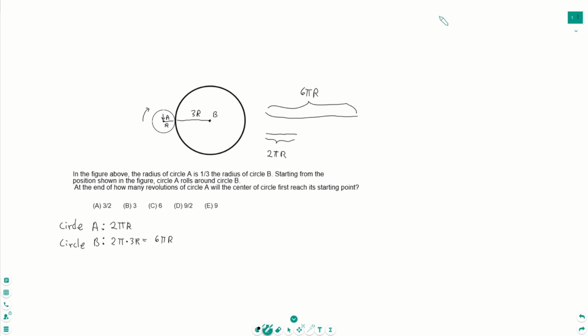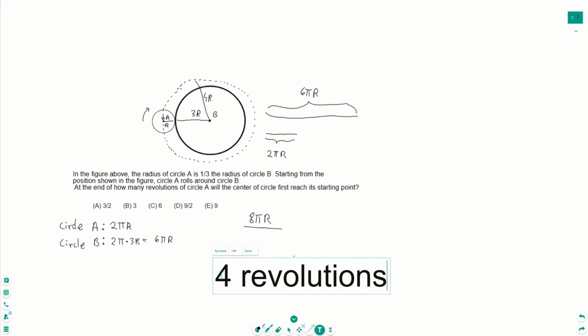So in this case, the radius of the path that we must consider is 4r, because it's 3r from circle B and r from circle A. And then the circumference of this bigger circle, the biggest circle that we have here, is 8 pi r, and that gives us 4 total revolutions. So 4 revolutions is the answer.